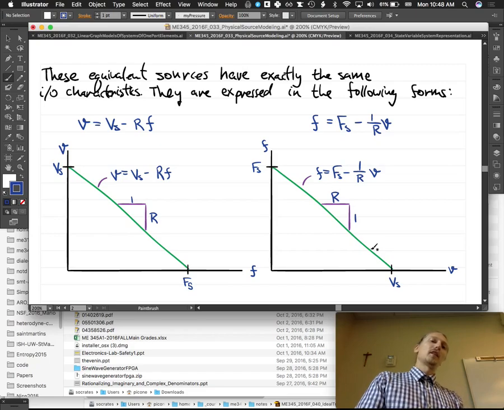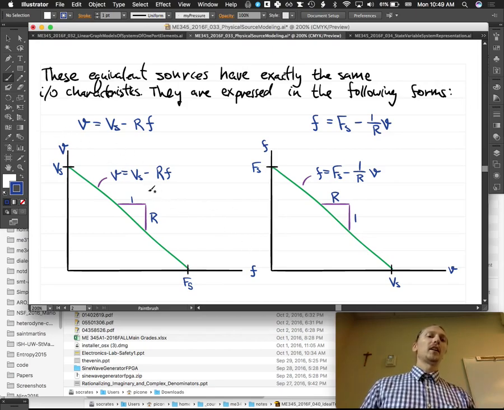So the across variable is equal to Vs minus R times F. So generalize across, generalize through. So what this is, is just a straight line from Vs to Fs on the VF curve.